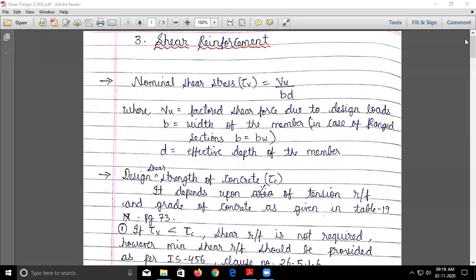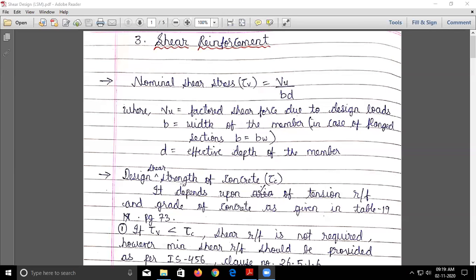So nominal shear stress, I hope my screen is visible. Yes, sir. Okay, so here you can see tau v is given by Vu upon bd. The only difference is that here we are talking about the limit state method, so we will consider factored shear force. So Vu is the factored shear force due to design loads. In the working stress method, we saw it was only V upon bd. So nominal shear stress is given by Vu upon bd, where Vu is nothing but your factored shear force. The rest of the thing remains the same.